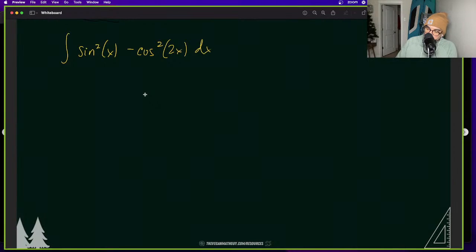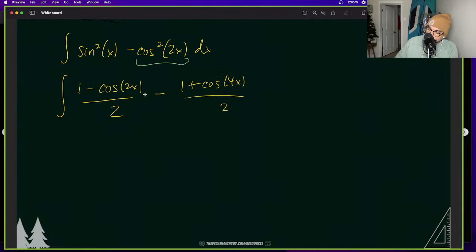So the first thing that we should do is maybe rewrite sine squared using the power reducing formulas. And this is going to be (1 minus cosine of 2x) over 2. And then this one out here is minus. Now we got to rewrite that cosine squared. I guess I could also do a power reducing. And it's going to be (1 plus cosine of 4x) over 2 dx.